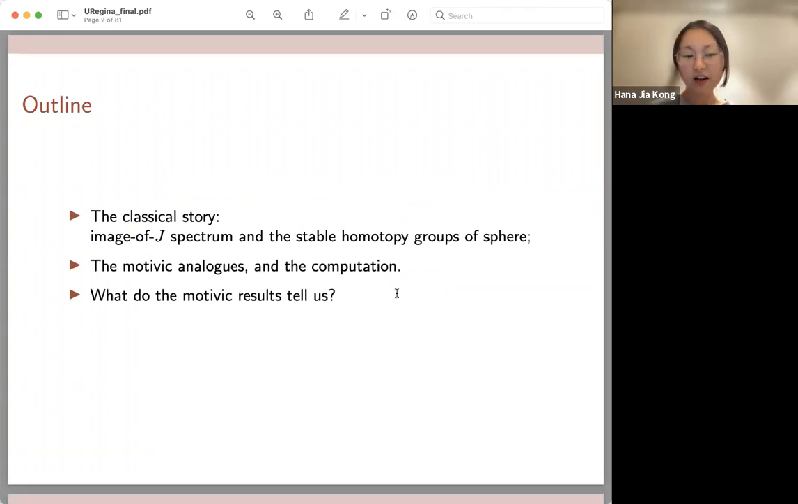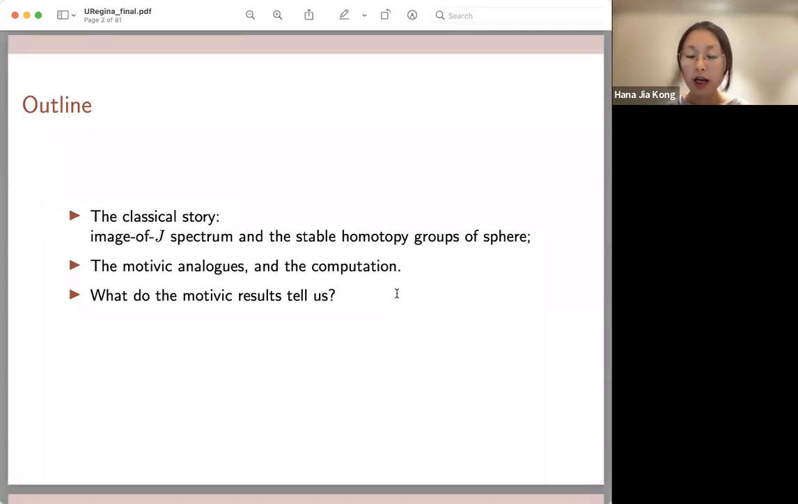And here is an outline of my talk. So this image of J story, actually the starting point is in the classical stable homotopy category. I will first talk about this classical story. There is a thing called the image of J spectrum, and it has some close connection to the stable homotopy groups of spheres. It detects classes in the stable homotopy groups of spheres. And then I will talk about how to build the motivic analog, what the motivic definition of this image of J spectrum is, and how it compares to the classical case.